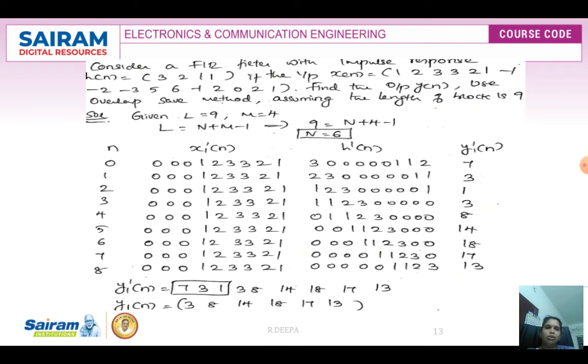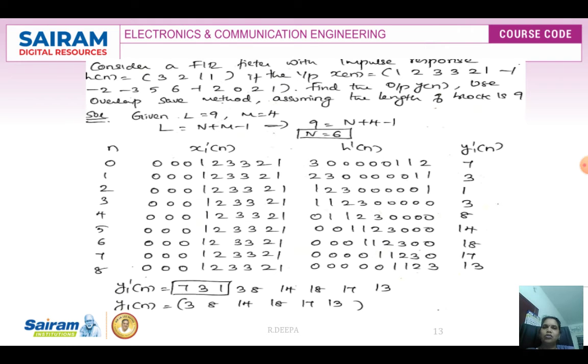So let us solve a problem based on the overlap save method. Let us see the problem statement. Consider a FIR filter with impulse response h of n given as 3, 2, 1, 1. If the input x of n is 1, 2, 3, 3, 2, 1, minus 1, minus 5 and so on, find the output y of n using the overlap save method, assuming the length of the block is 9.